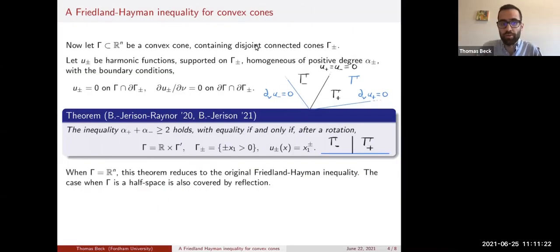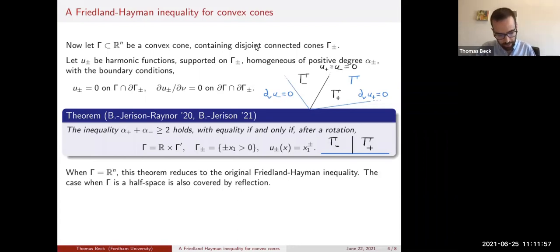So when gamma is equal to R^n, then this is precisely the statement of the original Friedland Hayman inequality. Okay, because then we don't have any Neumann conditions to impose, and we are precisely back in the setting of the very first slide. Moreover, when gamma is a half space, then we can reflect over the Neumann boundary to get a problem again on the whole of R^n, and then again we're back in the setting of the Friedland Hayman inequality. But for a general convex cone gamma, there's really some work to be done in order to show that the same inequality holds.